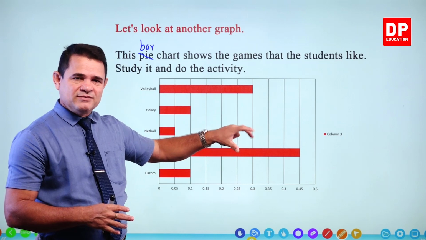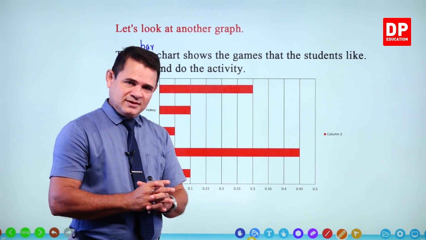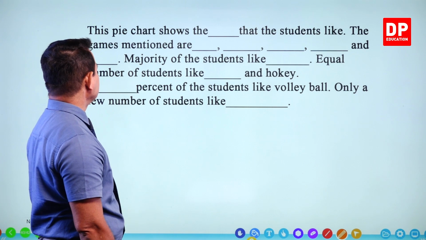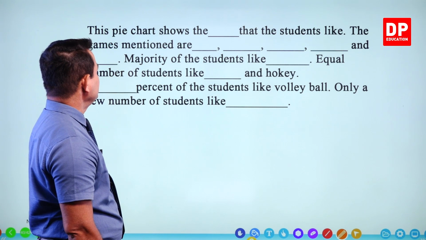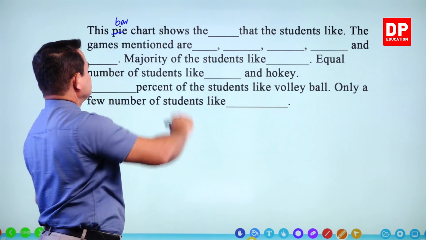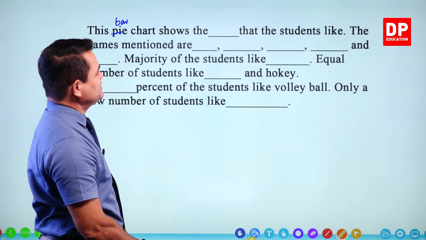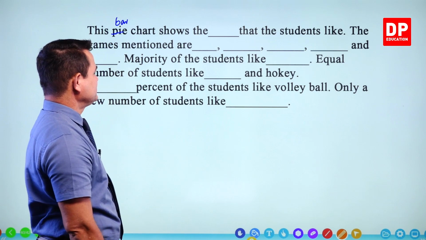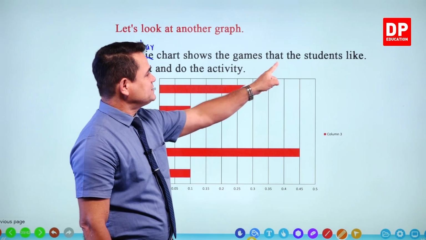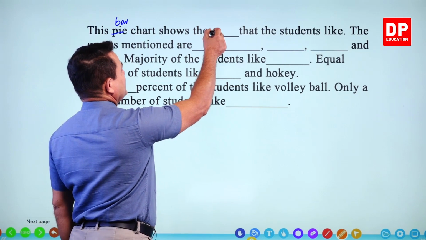Information is the same but given in different ways. වෙනස් වෙලා ආවා කියලා බය වෙන්න එපා. Question එක එකයි. Now, using that information we'll fill in the blanks. And that is of course a bar chart. This bar chart shows that the students like. Shows what? The games that the students like. Very simple. Shows the games.